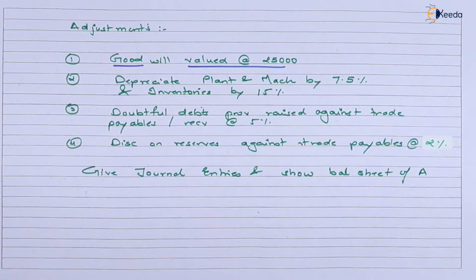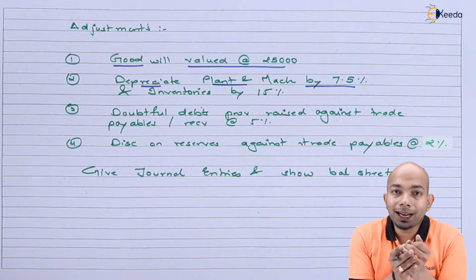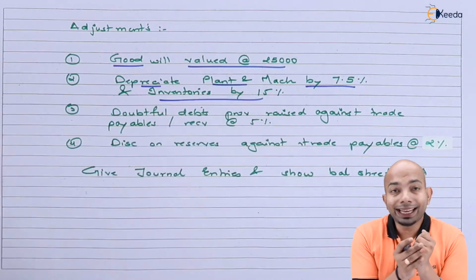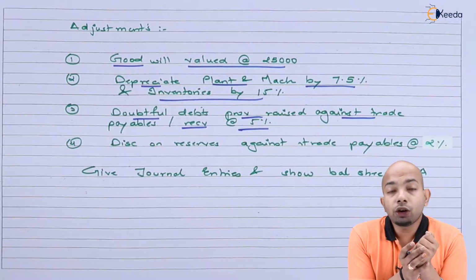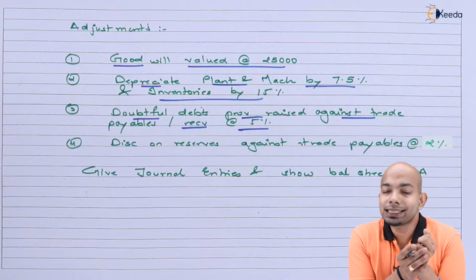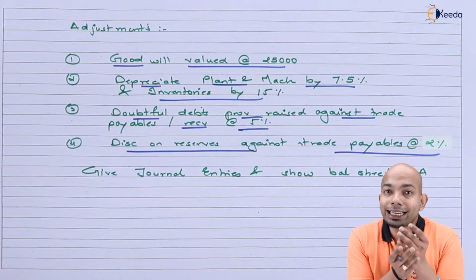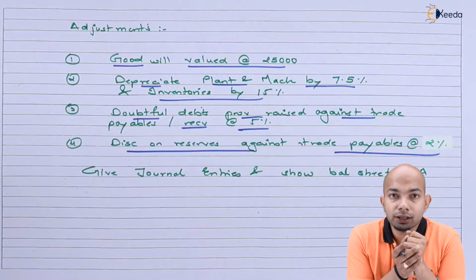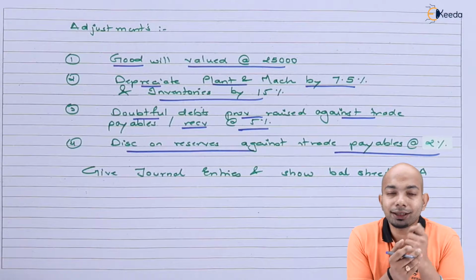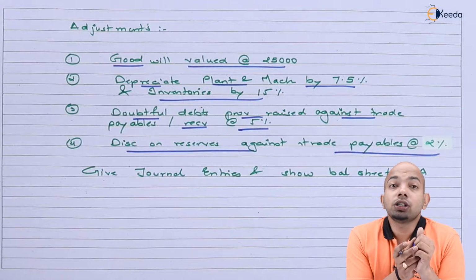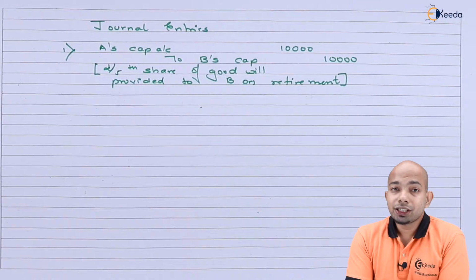Goodwill has been valued at 25,000. We have to depreciate plant and machinery by 7.5% and inventories by 15%. Doubtful debt provision has been created against trade receivables at the rate of 5%. Discount on reserves against trade payables at the rate of 2%. Now we have to pass the journal entries here and show the balance sheet of A. So let's start with the journal entries first.